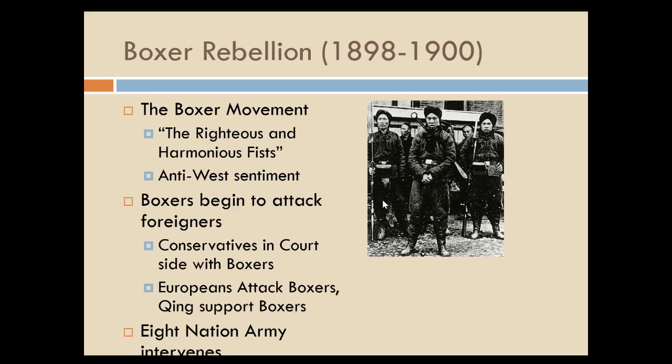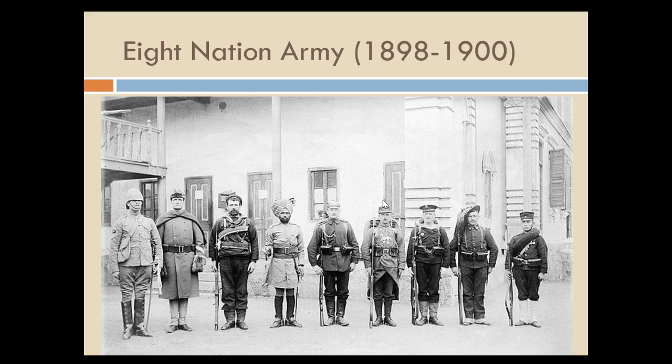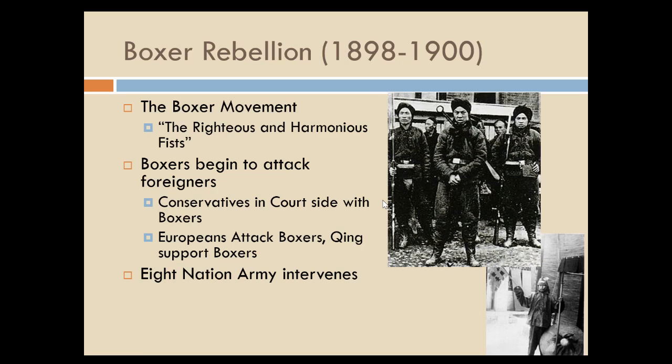pretty soon you're going to need an 8 nation army, not just a 7 nation, but an 8 nation army that intervenes. And this 8 nation army is pictured here very prominently. Let's see if I can remember off the top of my head. I think you have Australian, British, Scottish, Indian, I believe that is Prussian, Austrian, American, Italian, and Japanese. So this 8 nation army is the coalition that comes in to put down the Boxer Rebellion, and to basically take down the Qing dynasty once and for all.